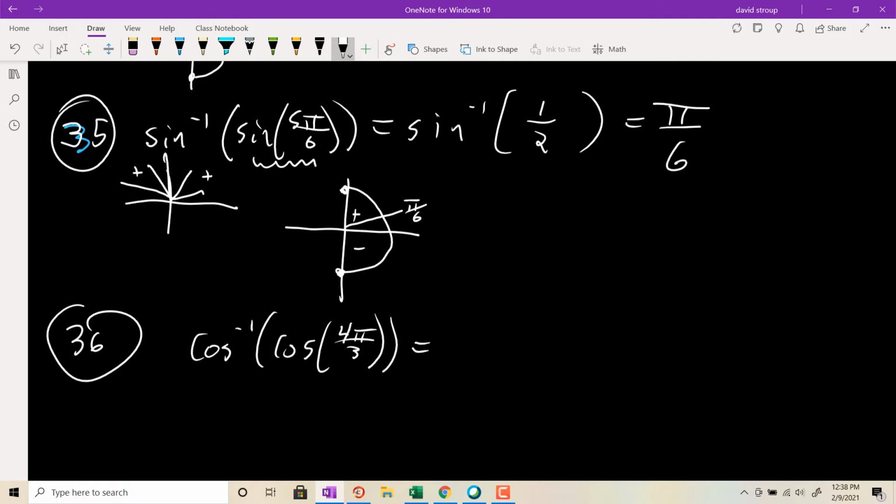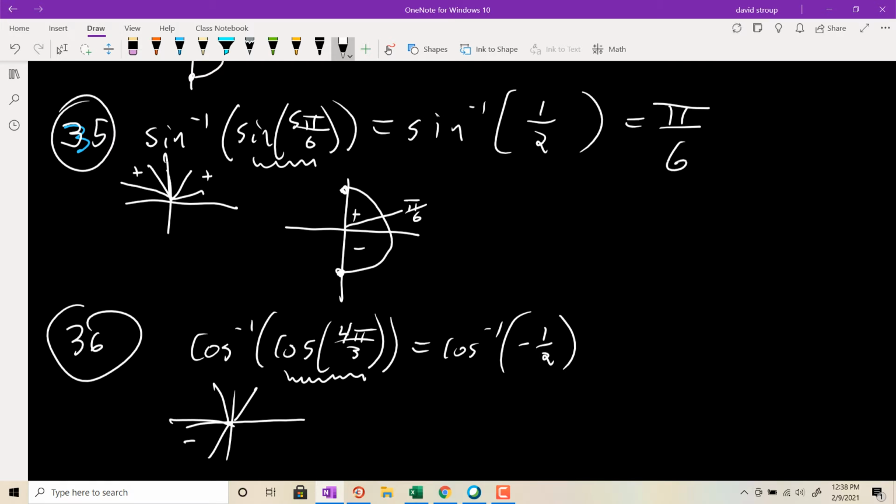Okay. So again, I advise you to work inside out. So I have cosine inverse of 4 pi over 3. Where is that? It's 1 pi over 3, 2 pi over 3, 3 pi over 3, 4 pi over 3. Cosine is negative there. The reference angle is pi over 3. Cosine of pi over 3 is 1/2. Cosine is negative in that quadrant, so we're looking at negative 1/2.